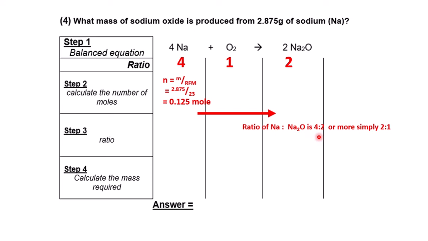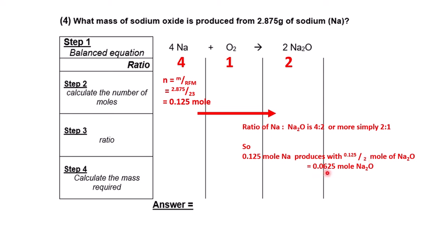Now, most of you will straight away see that's simplified down to 2 to 1. So for every 2 sodium, we'd make 1 sodium oxide. What that means is whatever we've got in moles of sodium, we have to divide that by 2. So 2 sodium goes to 1 sodium oxide, 4 would go to 2, 8 would go to 4. That's what a 2 to 1 ratio is. So what we do is we halve the number of moles. 0.125 mole is going to produce 0.125 divided by 2.